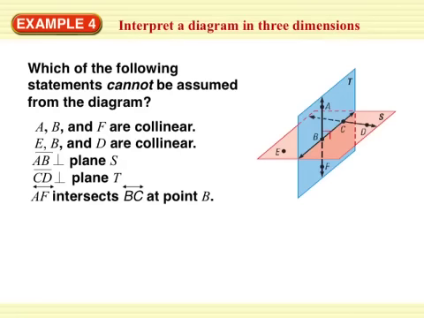All right, interpret a diagram in 3 dimensions. Which of the following statements cannot be assumed from the diagram? A, B, and F are collinear. A, B, and F. I think that is true. E, B, and D are collinear. Okay, there is no line drawn between E, B, and D. So you cannot assume that is true.